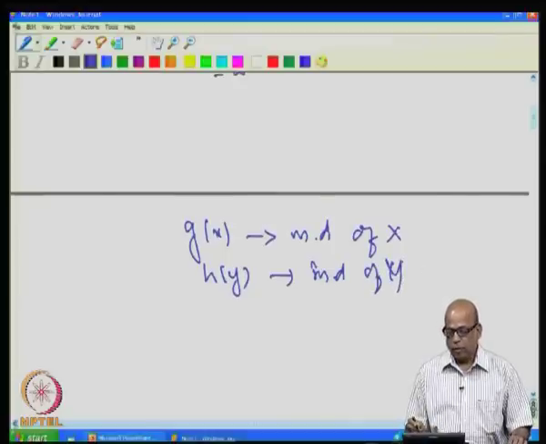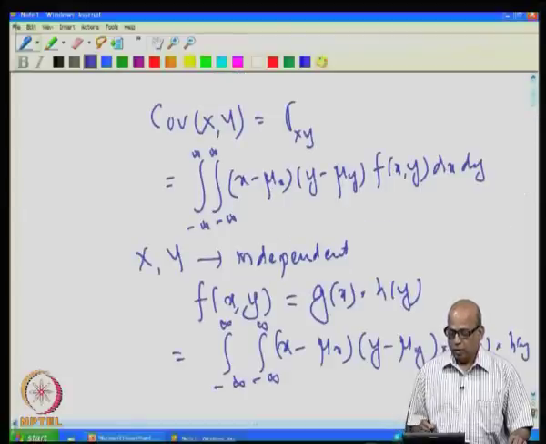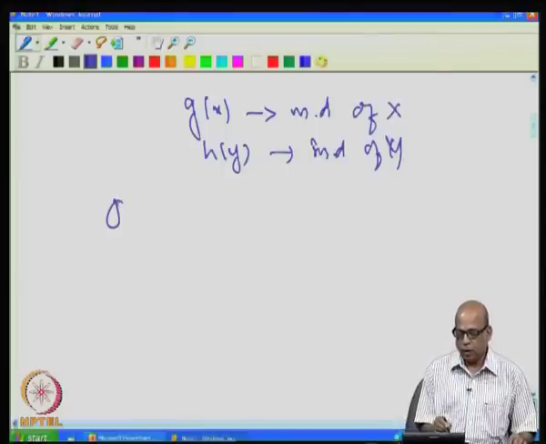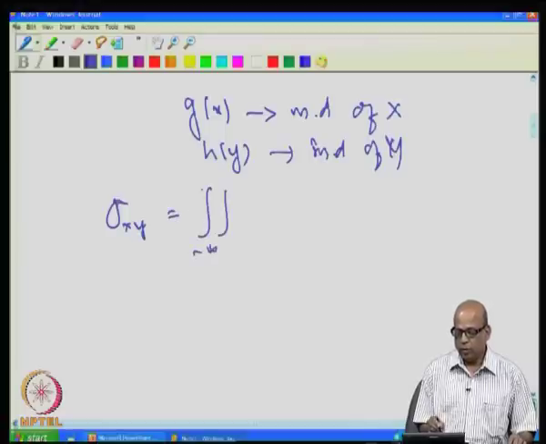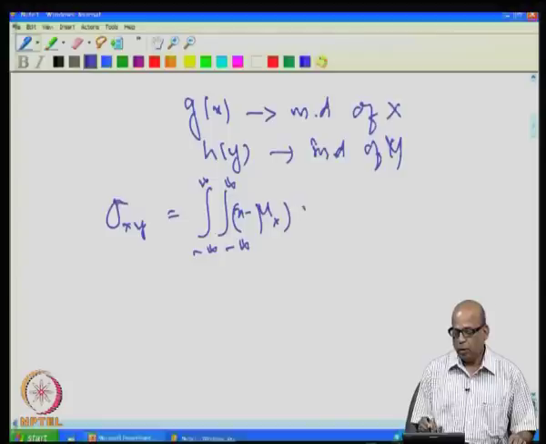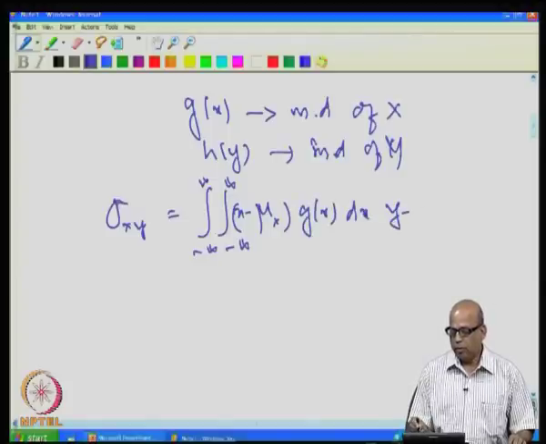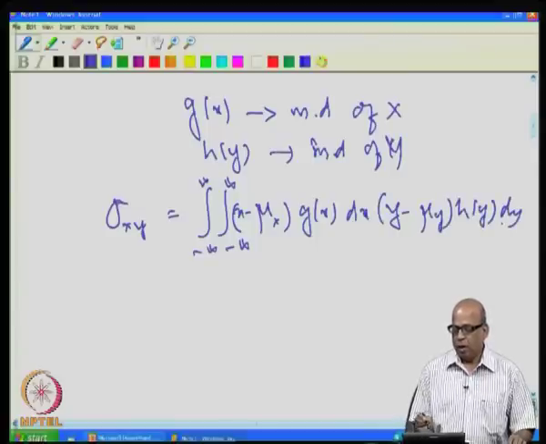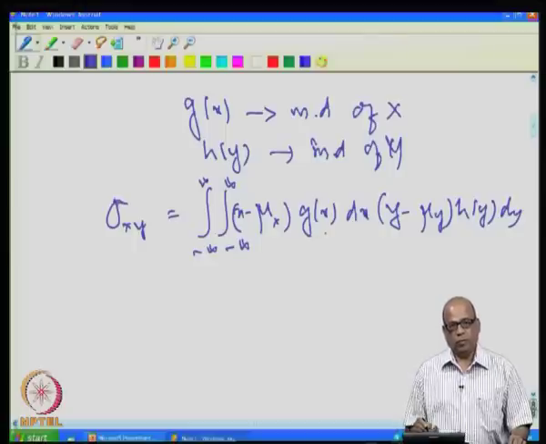So, from this we write this as sigma x y, that is covariance of x comma y, as integral from minus infinity to plus infinity of x minus mu x into g of x dx, y minus mu y into h of y dy. Recall that g of x is a function of x alone and h of y is a function of y alone.